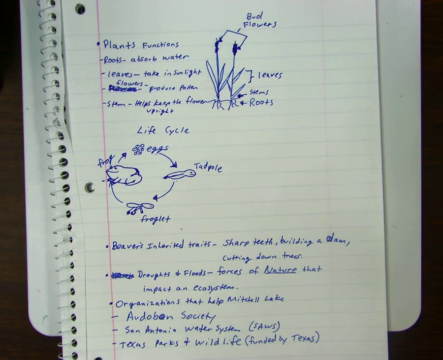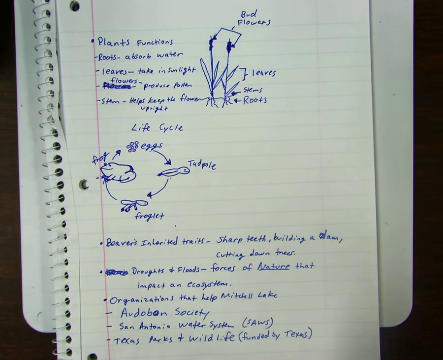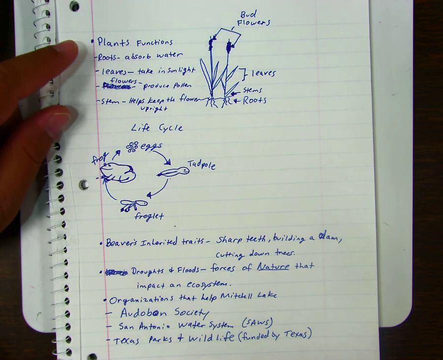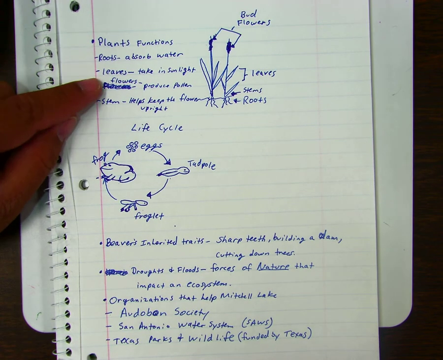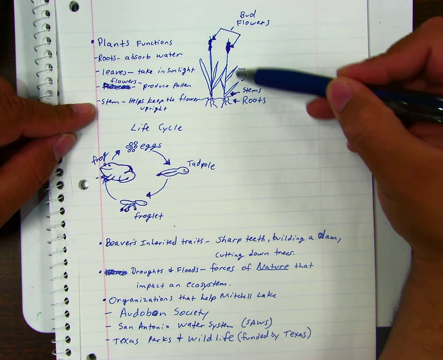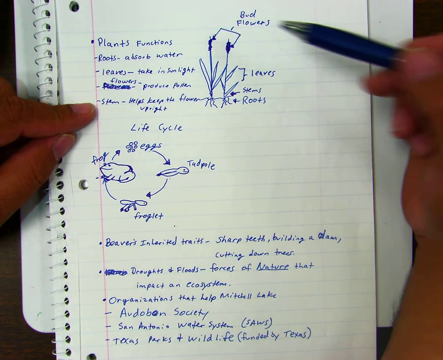Okay, now here are some plant functions. You need to know this for the test. What are some of these things in a plant? We have the roots, the leaves, the flowers, the stems. The roots are down here. The stems, you have your leaves, and then you have your flowers up here on top.